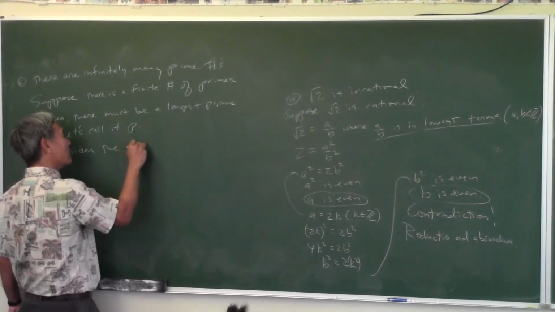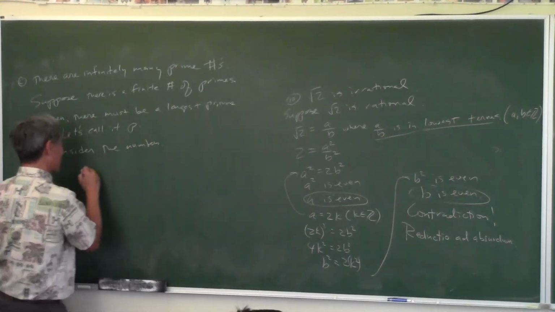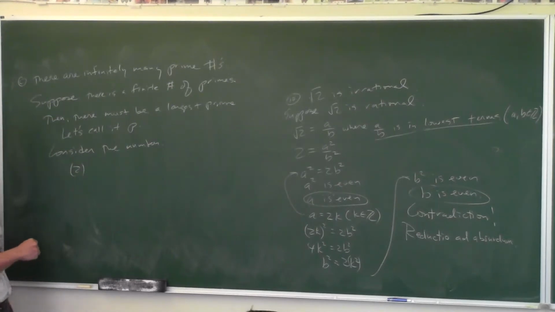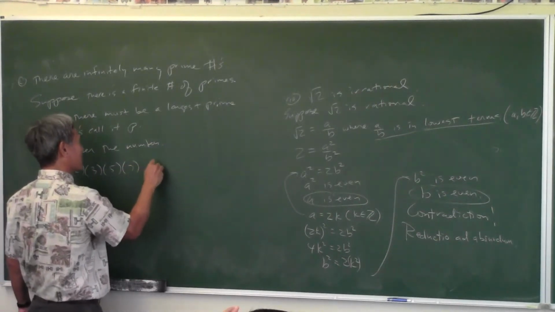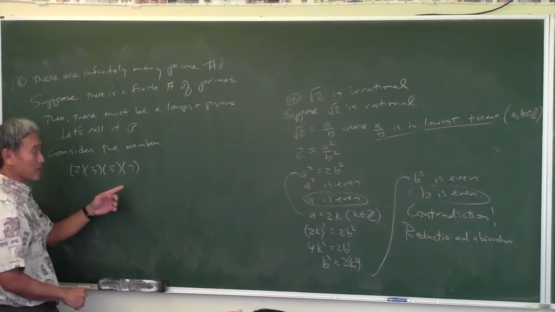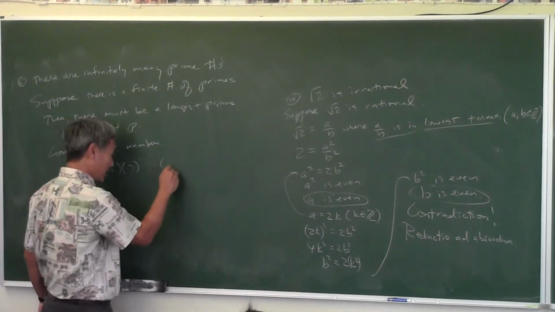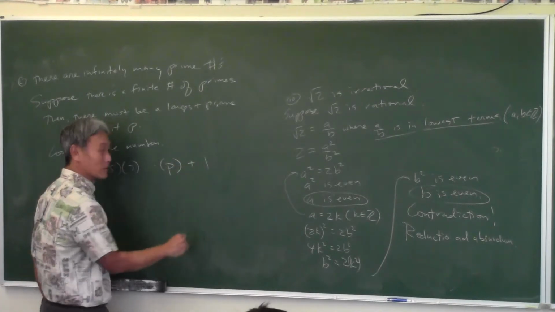Consider the number. Okay, so we start with 2. 2 is the smallest prime number, right? And we're going to multiply all the prime numbers up. 2 times and so on. So here are all the prime numbers, and what's the biggest one? p. And then we're going to add 1 to it.